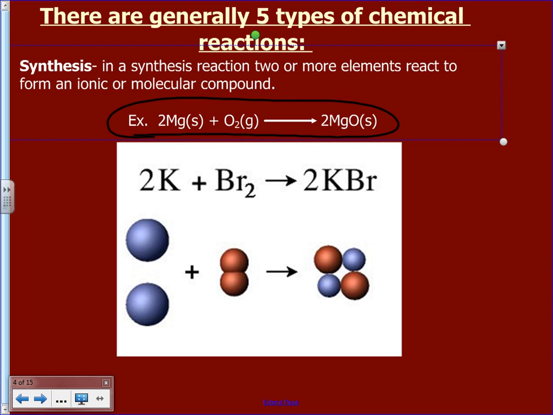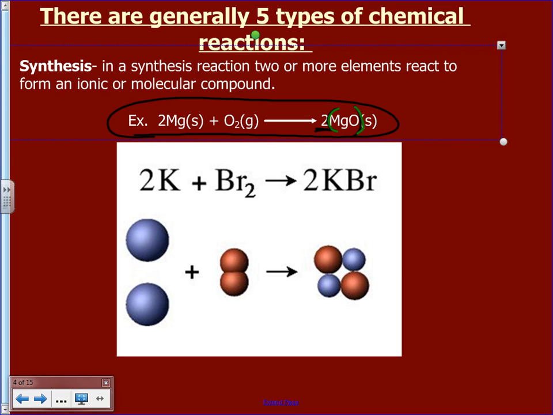How many magnesium on this side? 2. How many over there? 2. Okay. How many oxygen over here? How many over here? 2. Okay, this 2 here applies to everything behind it. It's almost like there's brackets here, and the 2 applies to everything behind. Okay, follow me on that one. So that's how we balance equations. We actually have to write in these big numbers in order to make it work.